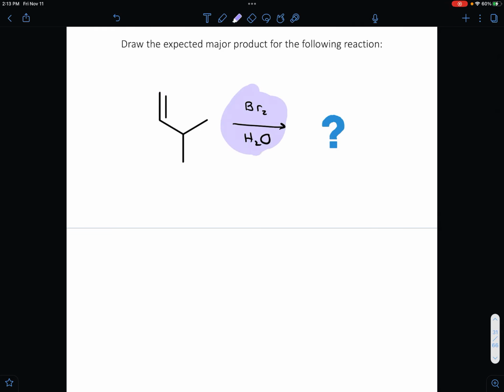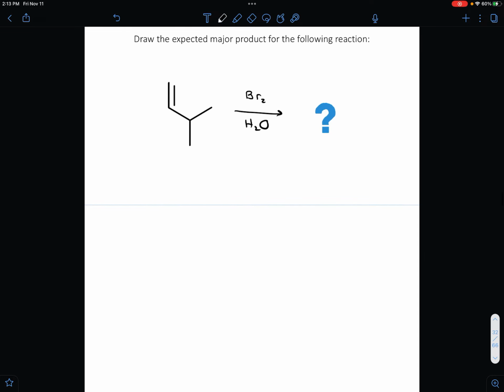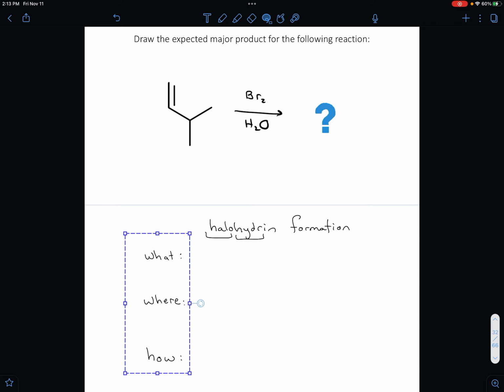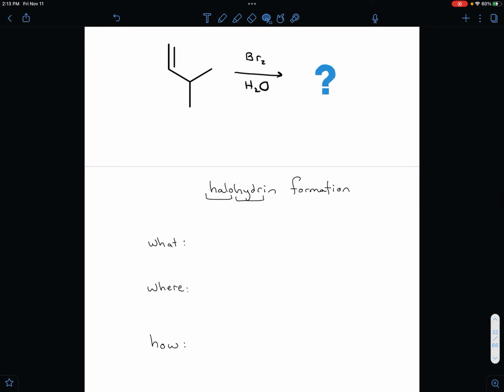That's where you would look above the arrow and you'd see that there's not just a halogen here, but also a water molecule. And when those two things are combined, you would know from the reaction list that that is halohydrin formation. So you're going to be adding both a halogen and hydro, a water molecule, halohydrin formation. And so when you think about this just in terms of synthesis, you would be thinking about three things. What are you going to be adding? Where are you adding it? And how are you adding it?